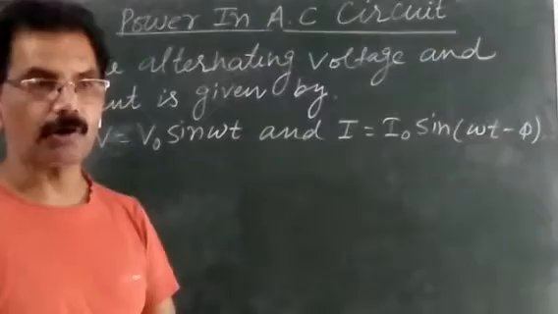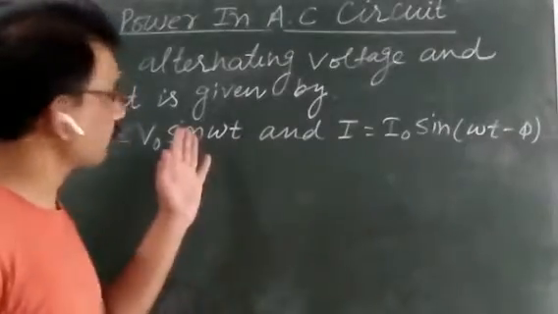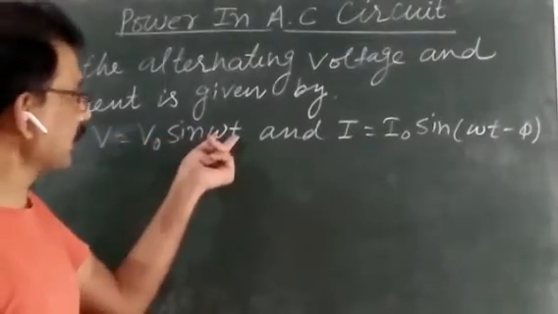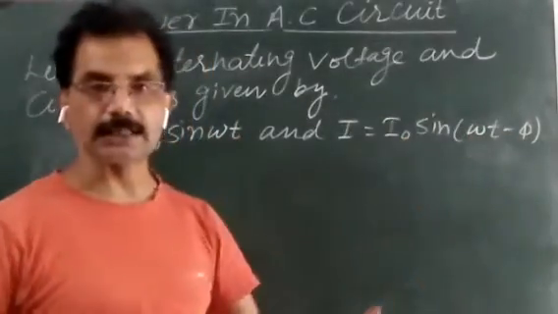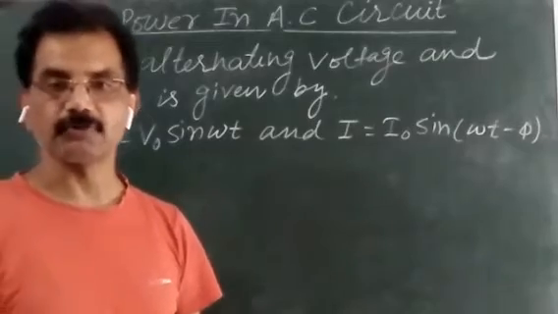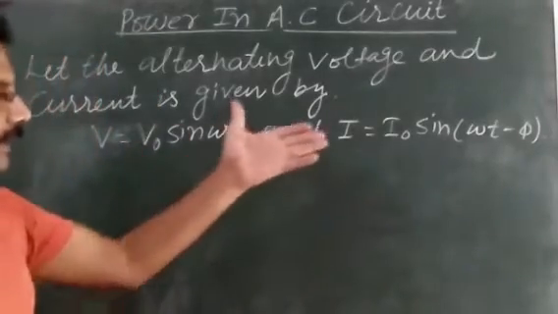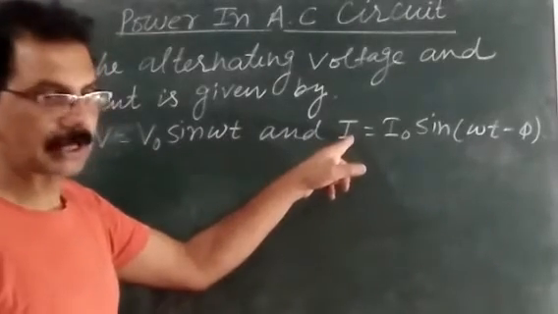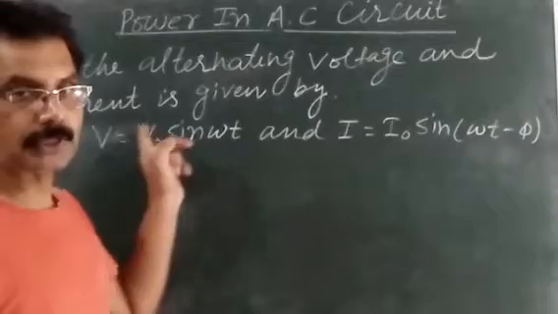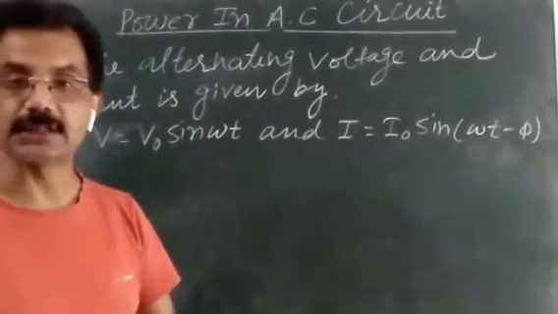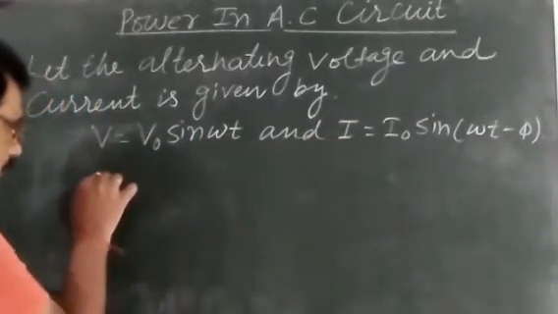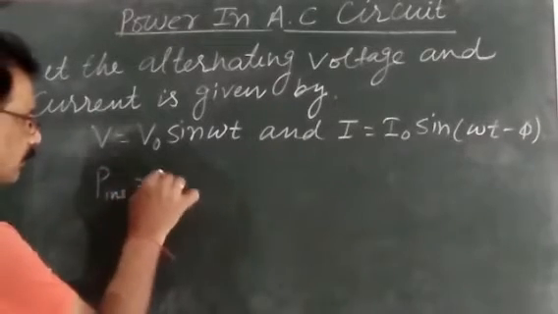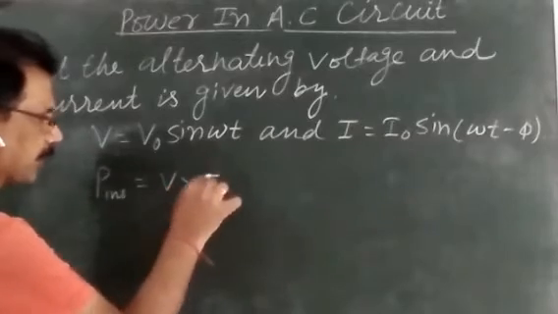And already I have told you how you can find the phase difference between the voltage and current. Simply take the argument of sine, and take the difference of the arguments of sine, then you will get the phase difference between the voltage and current. So this is the instantaneous voltage, and this is the instantaneous current. When you take the product of voltage and current, you will get the instantaneous power. That instantaneous power is equal to V into I.